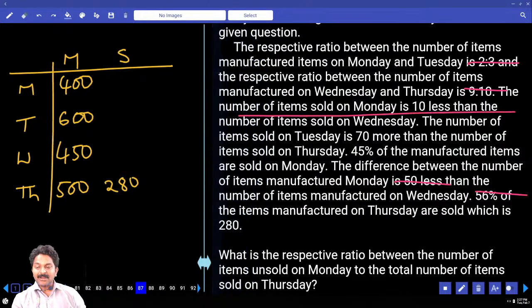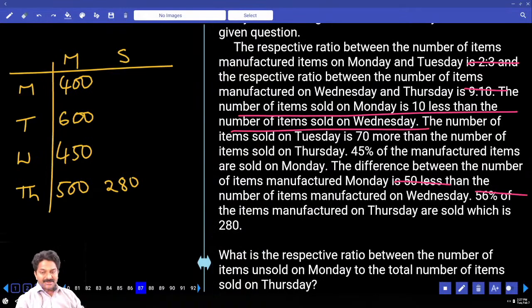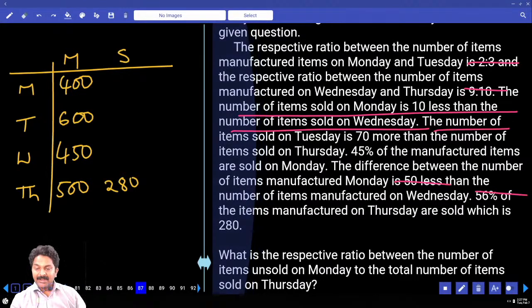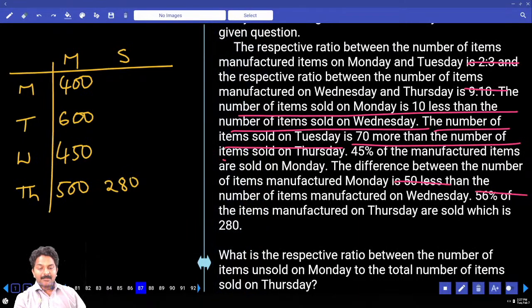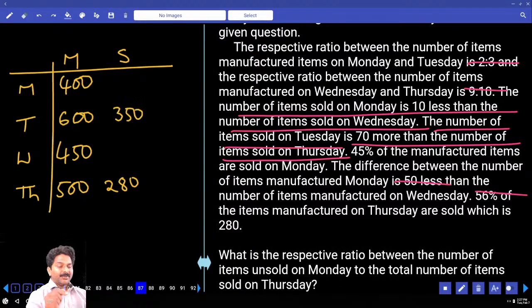Number of items sold on Monday is 10 less than items sold on Wednesday. We don't have that information, so keep it as it is. Number of items sold on Tuesday is 70 more than number of items sold on Thursday. On Thursday, how many are sold? 280 plus 70. So 350 are sold on Tuesday.